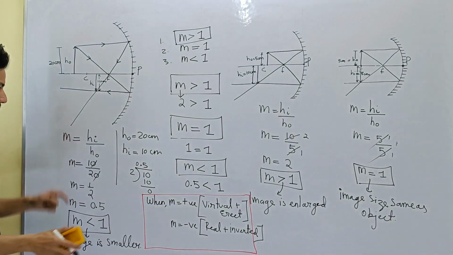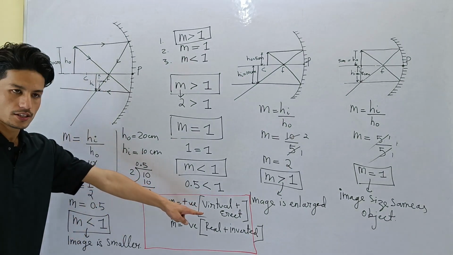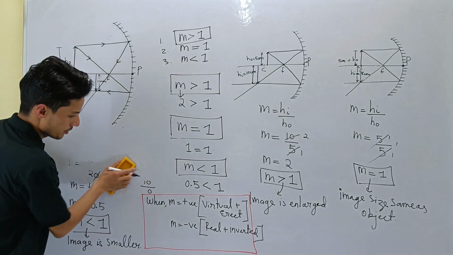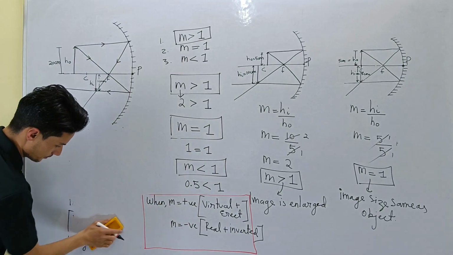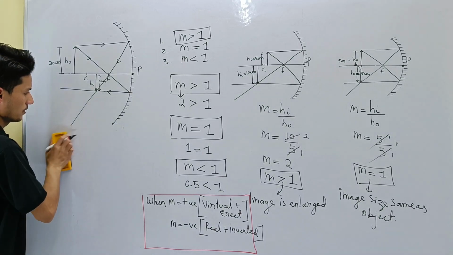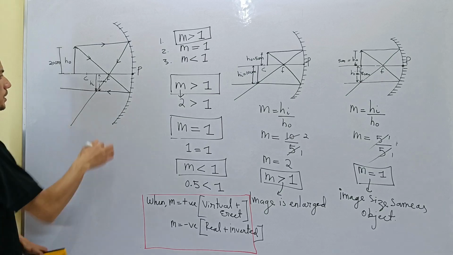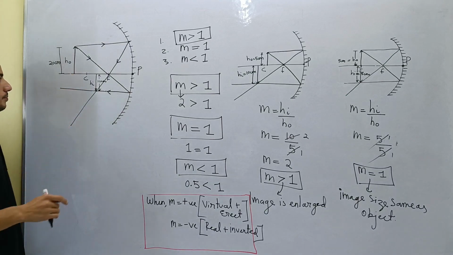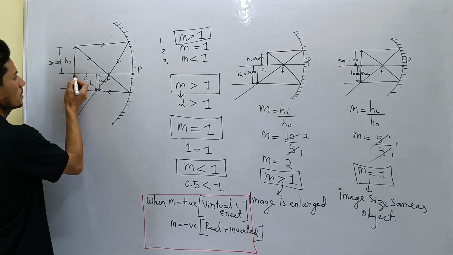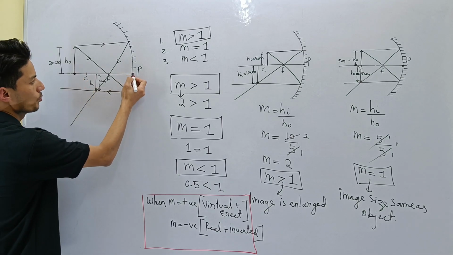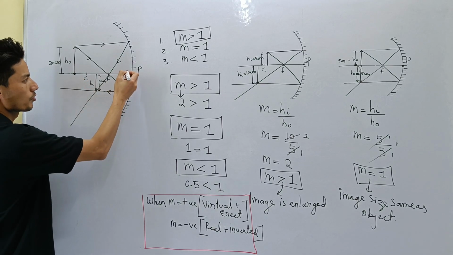Now let me erase this one and let us check whether this is correct or not. Let us try to understand this. So we will let go of these things now. We will start with this one. This is the object. So the object is here, the pole is here, measurement will be done from here to here.